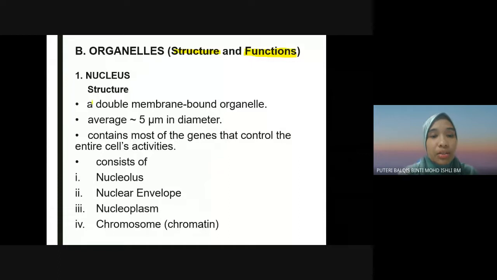Okay, nucleus. Nucleus adalah double membrane bounded organelle. Maksudnya dia adalah organelle yang ada double membrane, outer, inner. Ada tiga organelle yang ada double membrane. Apakah organelle tersebut? Alia Syakira. Bagi saya satu. Nucleus dah. Bagi saya satu lagi. Organelle yang ada double membrane ada 3. Nucleus dah. Lagi 2.